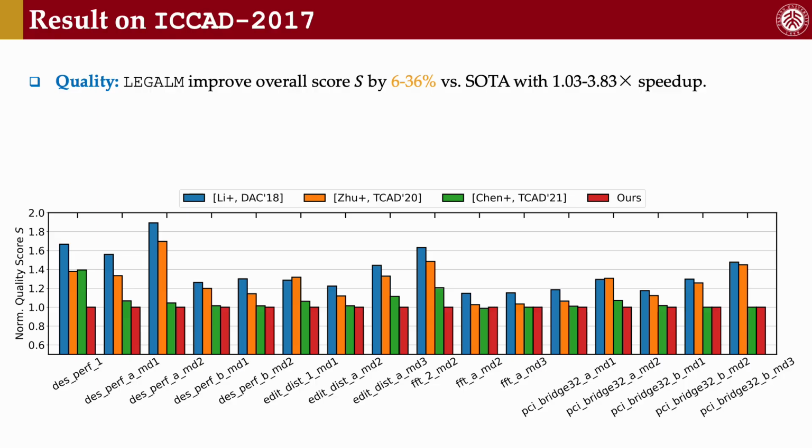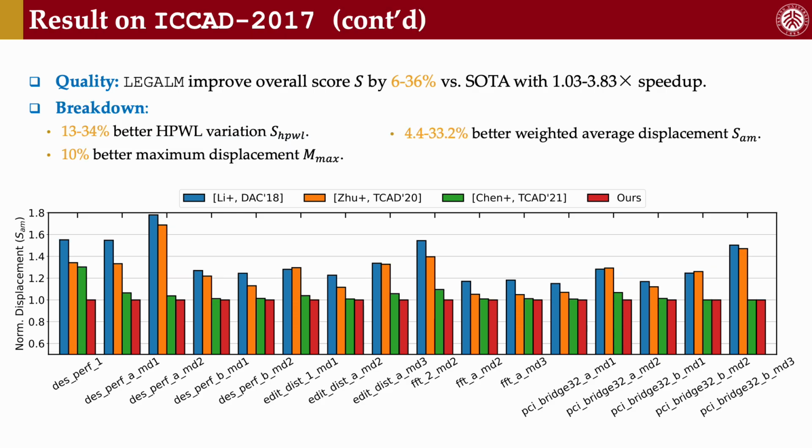Compared with the state-of-the-art methods on ICCAD 2017 benchmarks, our algorithm showed outstanding performance. We achieved about 6 to 36 improvement in the overall quality score, along with up to 3 times speedup. Looking at the breakdown, we have about 13 to 34% improvement in HPWL variation, about 4 to 33% improvement in weighted average displacement, and about 10% improvement in maximal displacement. This demonstrates the effectiveness of our methods in optimizing placement quality.